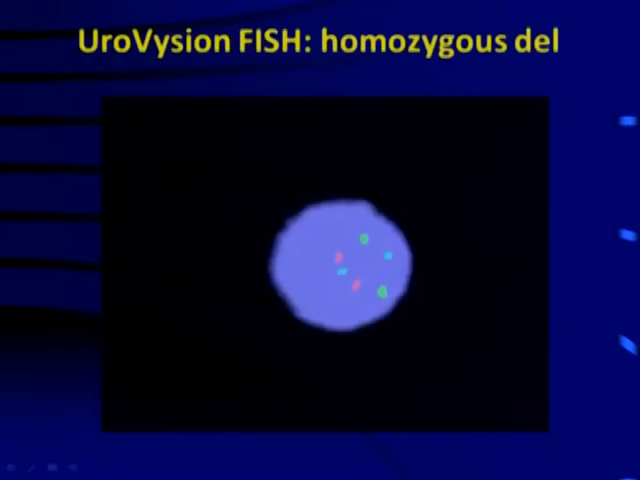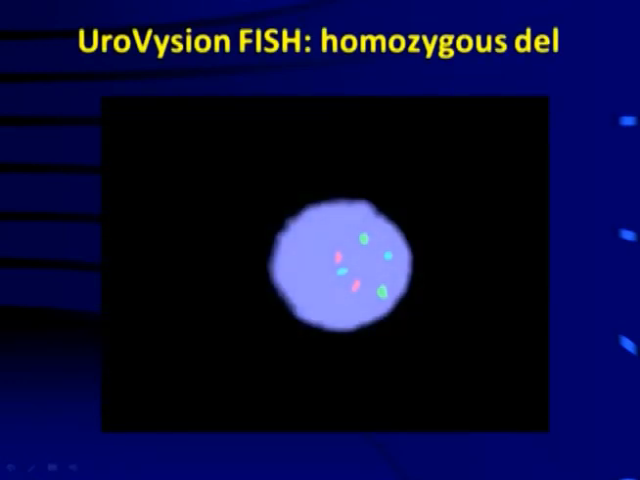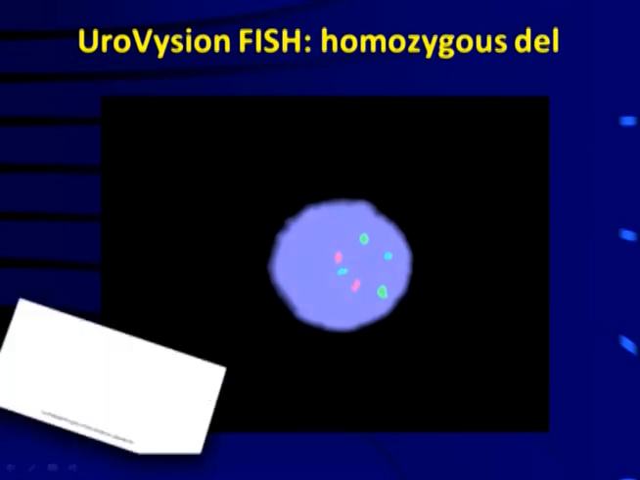On the next page, you can see 6 signals inside of 1 cell, and it's a double homozygous deletion. Both gold signals are deleted. Okay, if you turn to the next page, page 61.